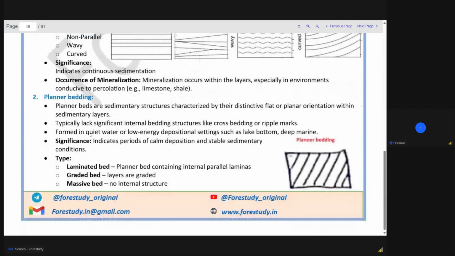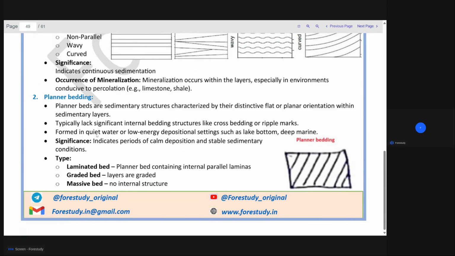Now we'll talk about planar beddings. Planar beds are sedimentary structures characterized by a distinctive flat or planar orientation within the sedimentary layers. You can see this is the planar bedding. They typically lack significant internal structures like cross bedding or ripple marks. So planar beddings are nothing but simple planar beds that are parallel to one another, have sharp boundaries, and do not form any kind of cross stratification or cross lamina.